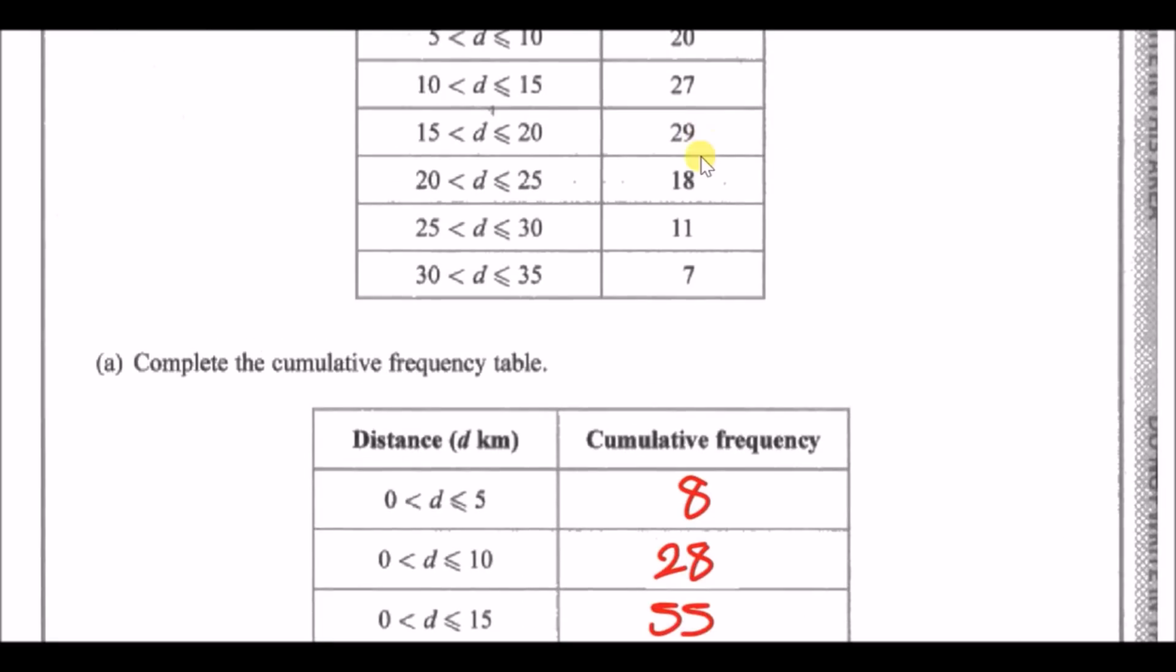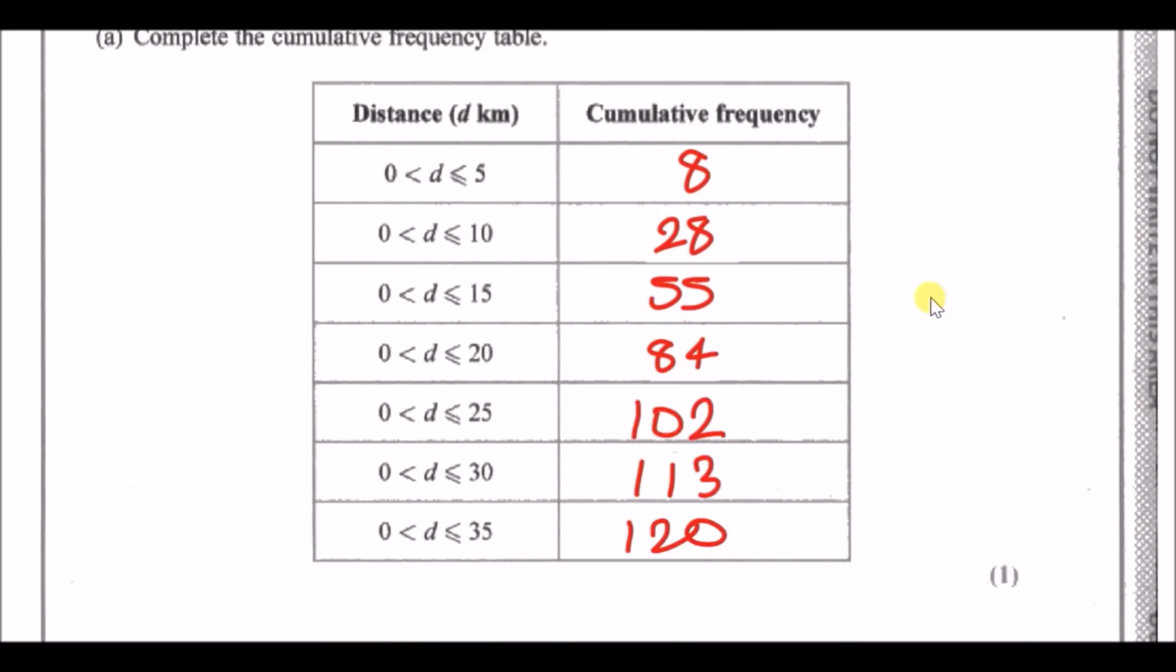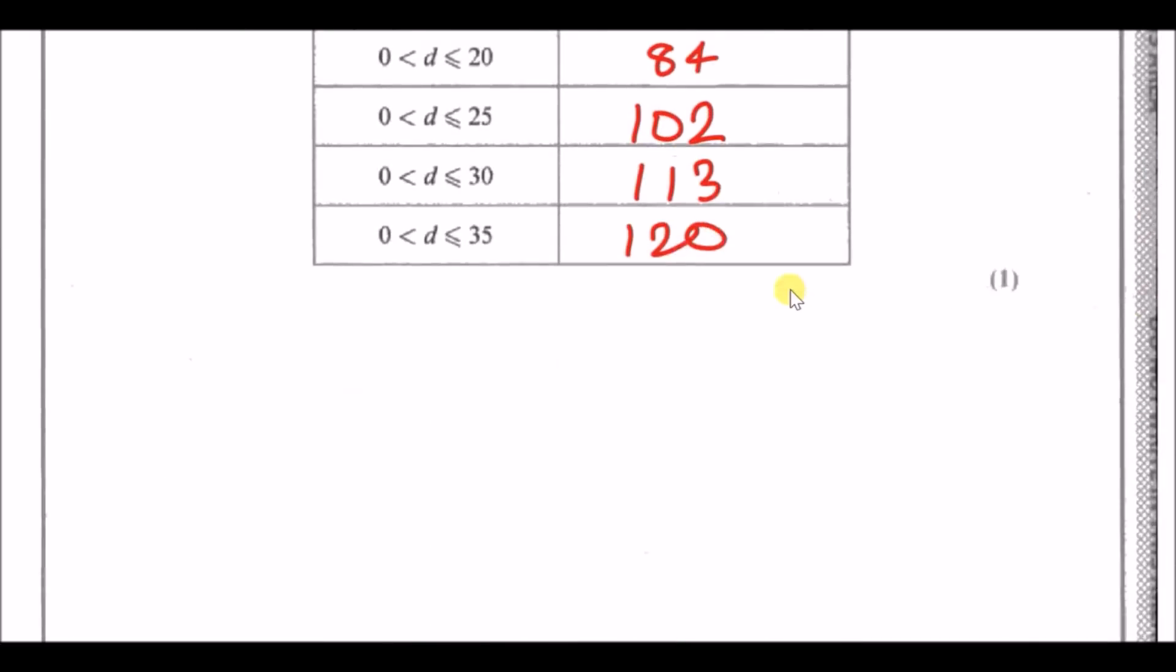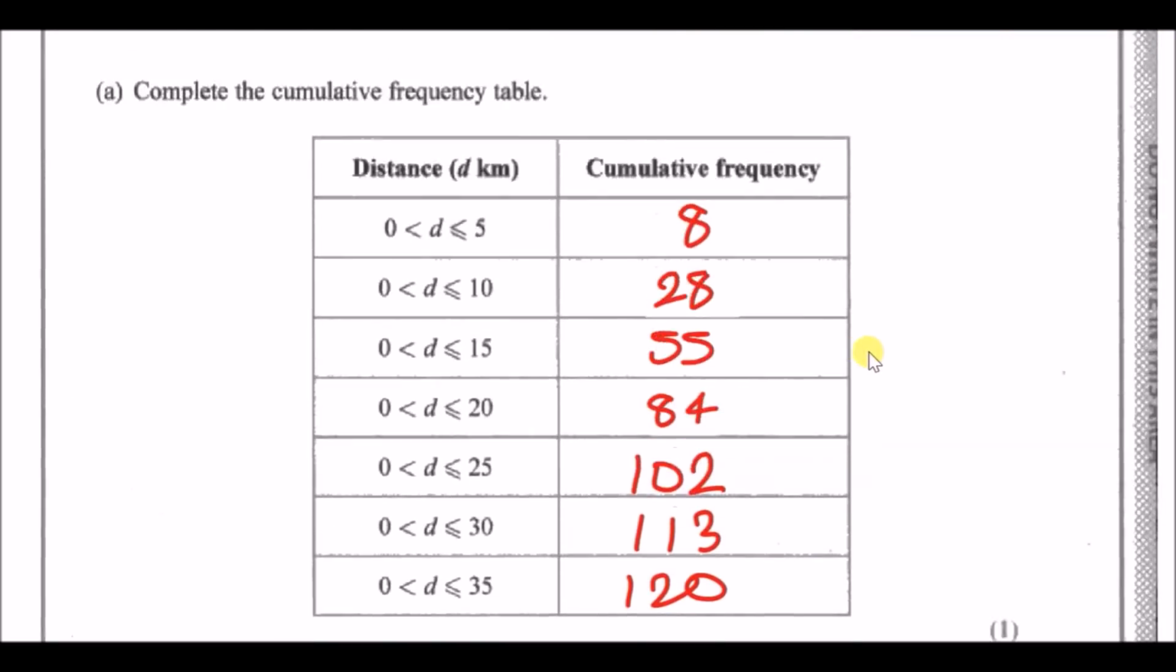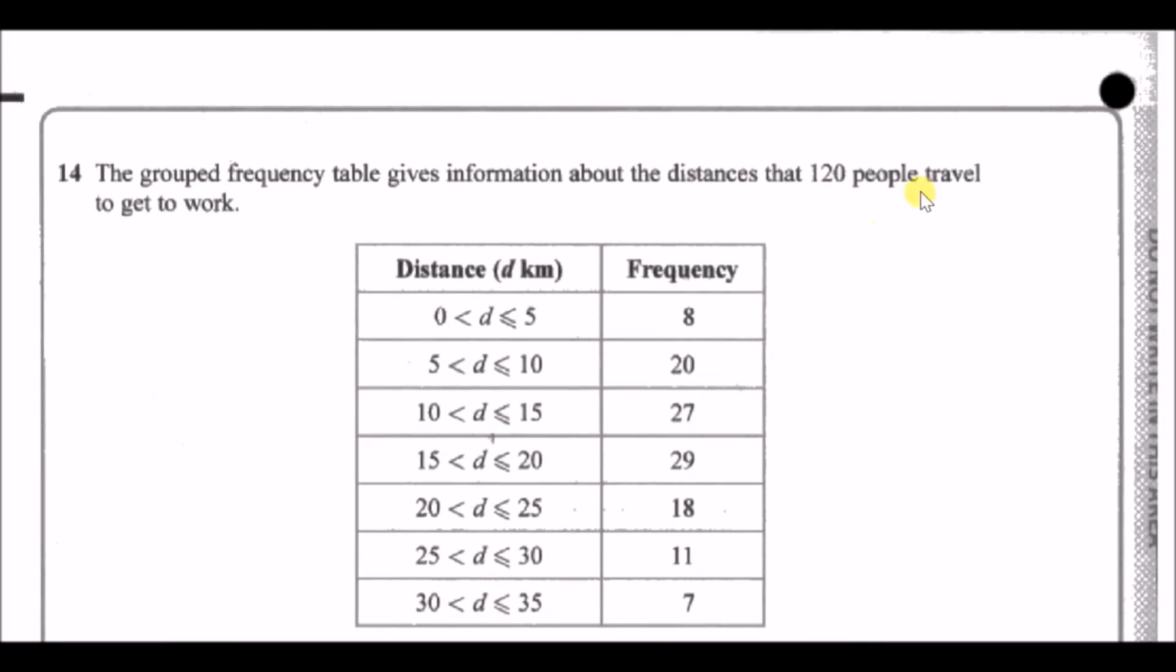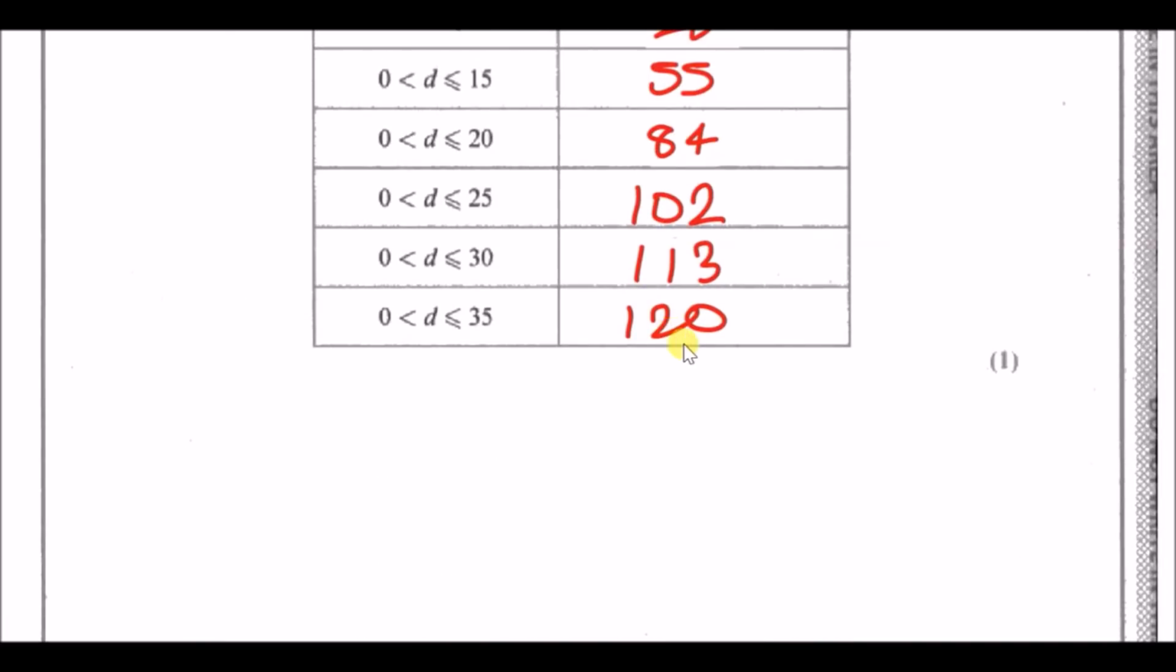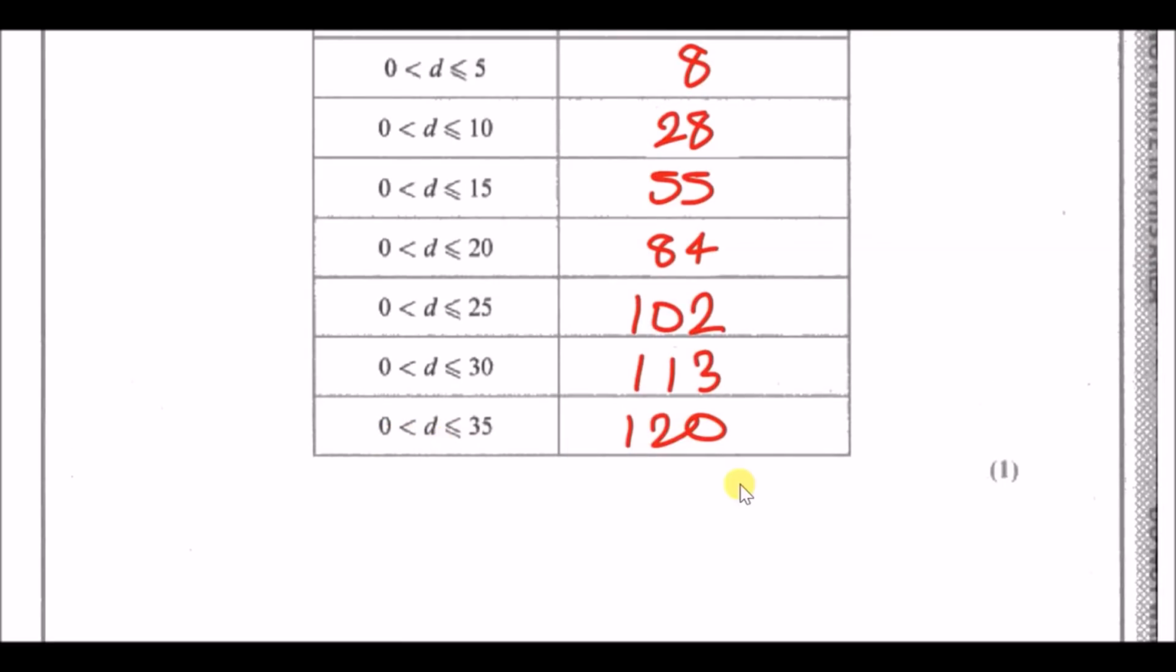And keep on going, yeah? So keep doing this for the rest. Add 18, add 11, and add 7. Okay, so that was easy, 1 mark. And by the way, a little tip, yeah? Because you know there were 120 people that traveled, the final amount must be 120, which accounts for every single person. So that's a little tip to make sure you get it right.